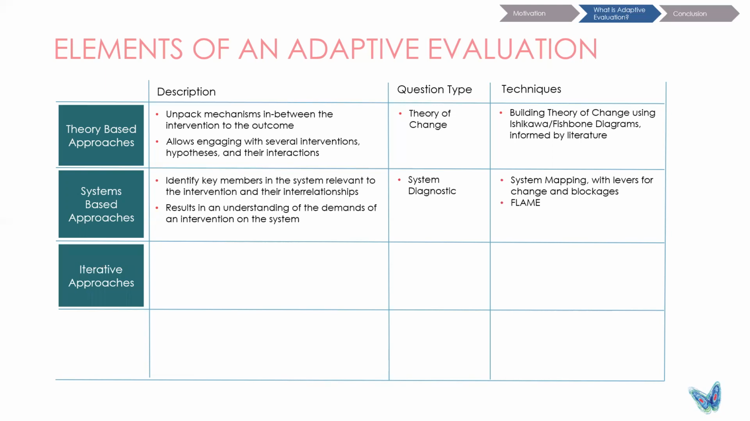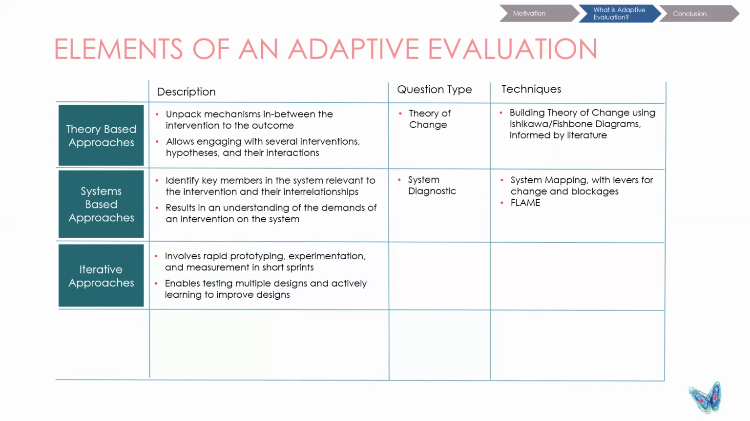Iterative approaches is the third element and is really central to adaptive evaluation. It's also where adaptive evaluations gets its name from, because it involves continuous learning and adapting. So this involves rapid prototyping, experimentation, and measurement in short sprints. It enables testing multiple designs and actively learning to improve these designs. And here the goal is, of course, to answer questions on optimal design and proof of concept and slowly converge towards a design that works.